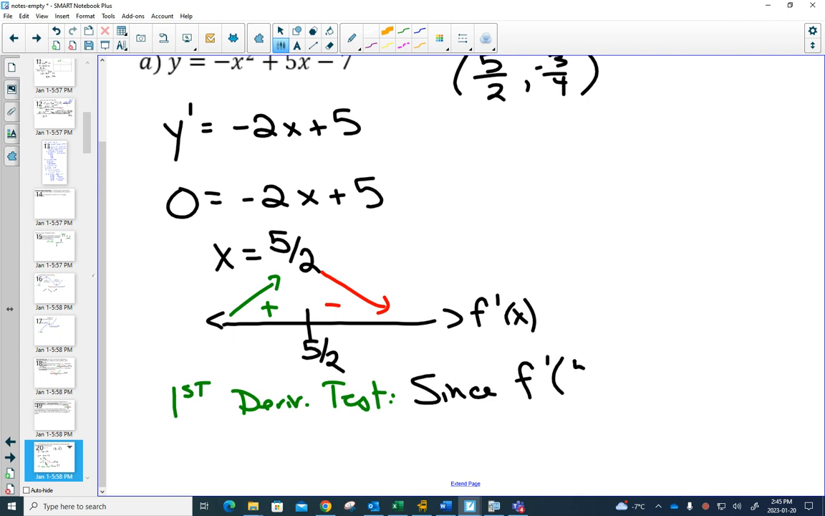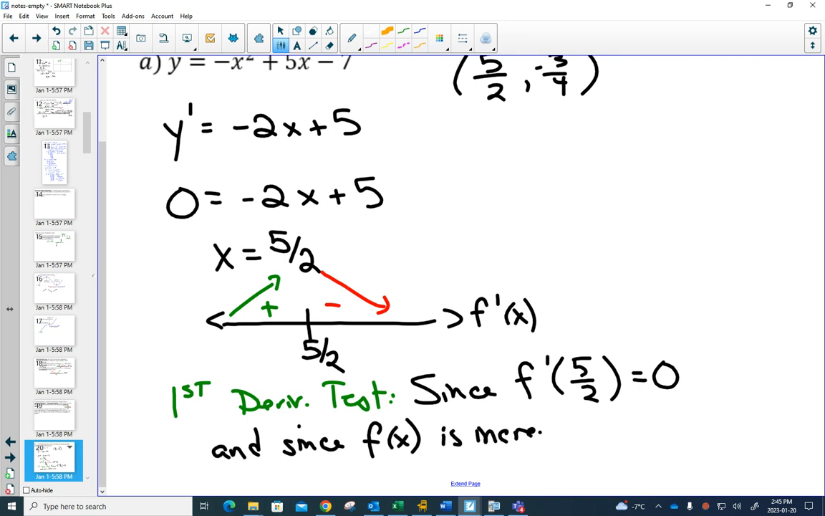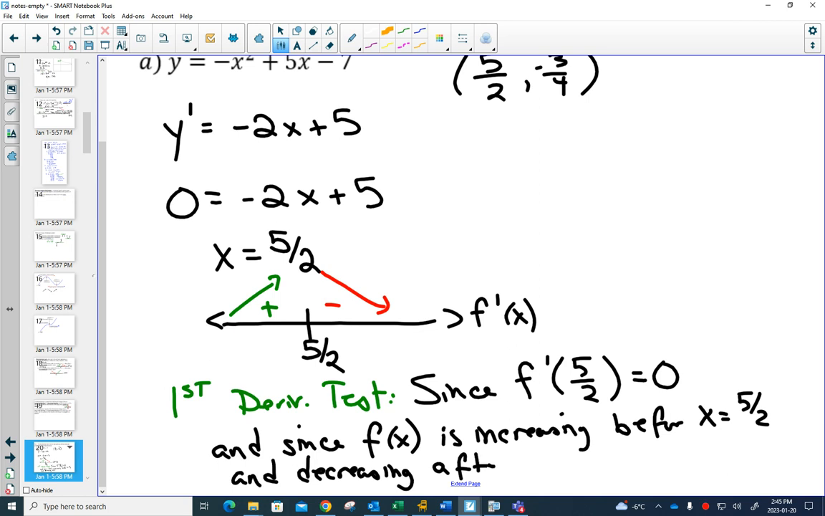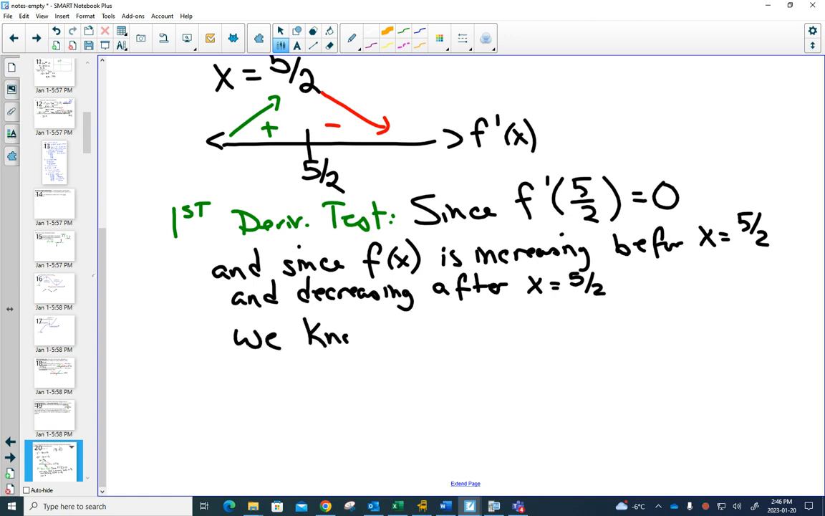Since f prime of 5 over 2 equals 0, and since f of x is increasing before x equals 5 over 2 and decreasing after x equals 5 over 2, we know that that point is a maximum.